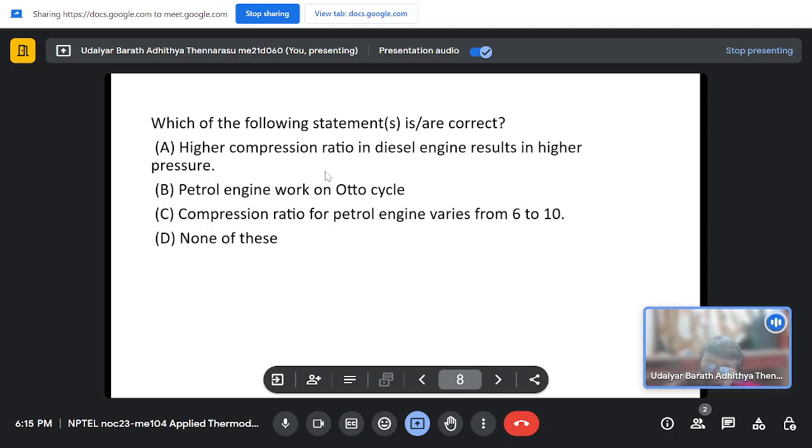The next statement given is, petrol engine works on Otto cycle. This too is true. Otto cycle is similar to a spark ignition engine, and a petrol engine works on Otto cycle. So statement B is also correct. Then statement C is, compression ratio for petrol engine varies from 6 to 10. This too is correct. Petrol engine compression ratio is generally 6 to 10, and your diesel engine will be close to 14. So this statement is also correct. So all three statements are correct. A, B and C are correct.